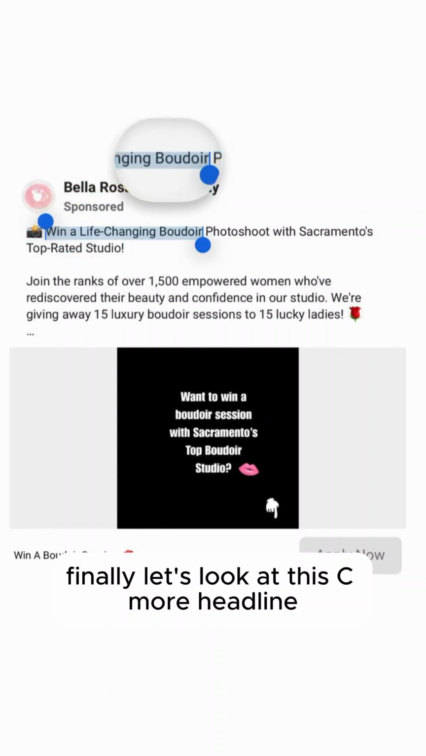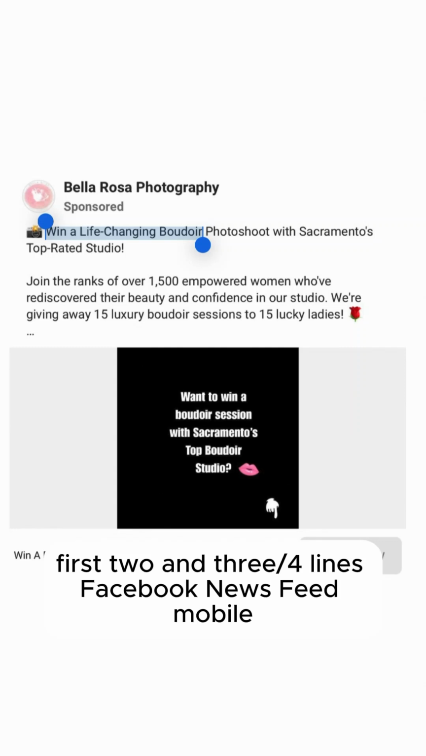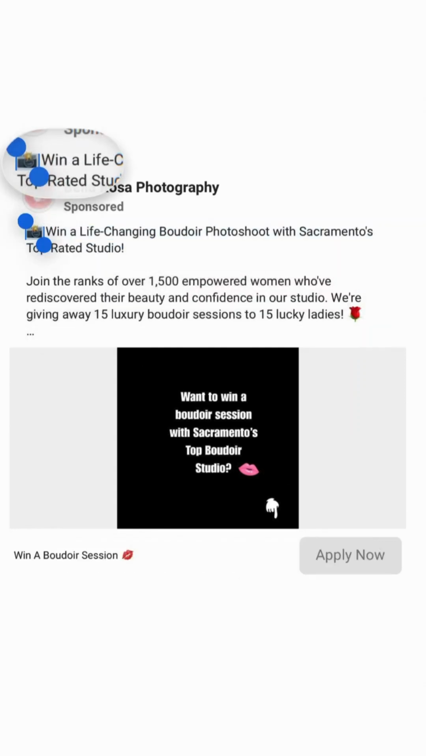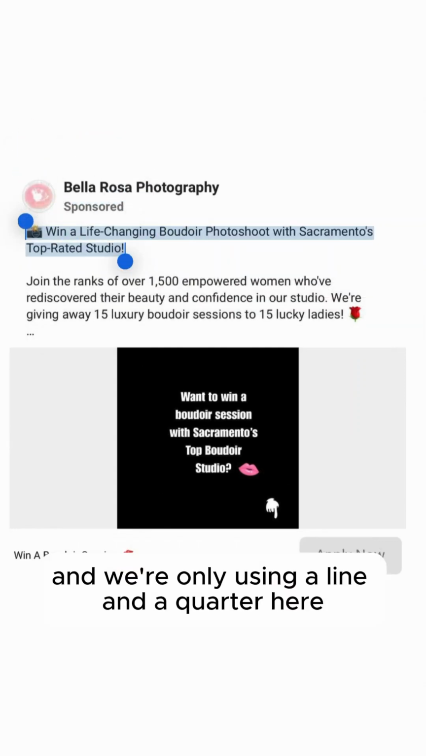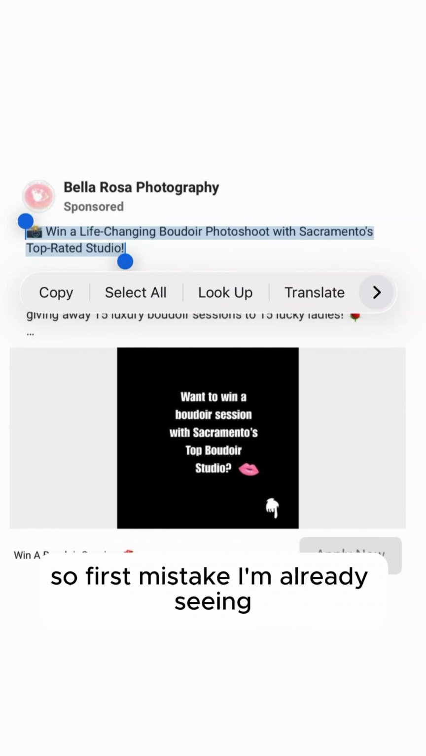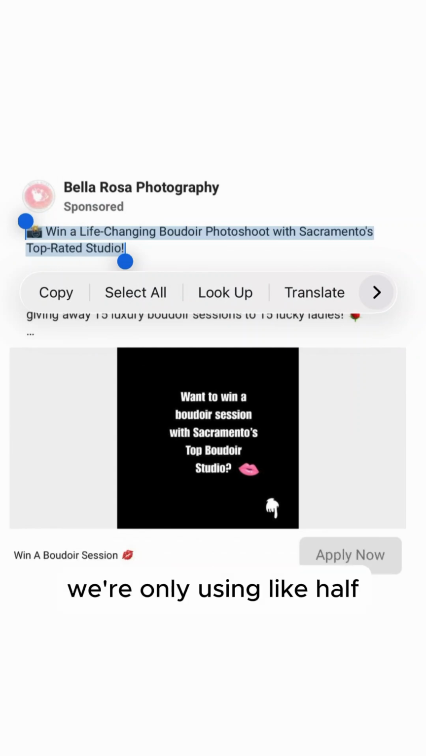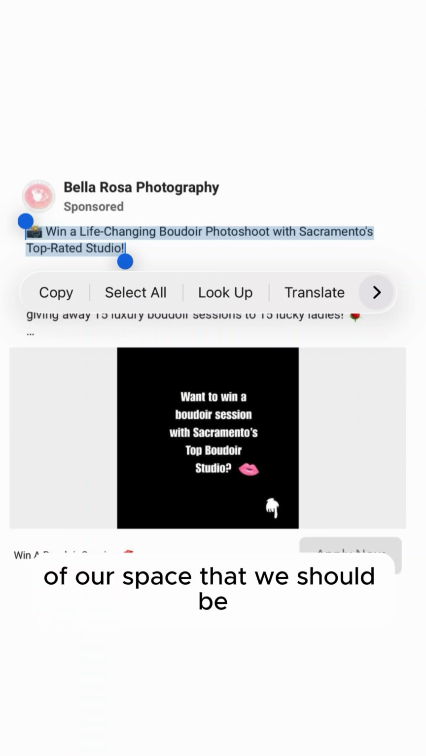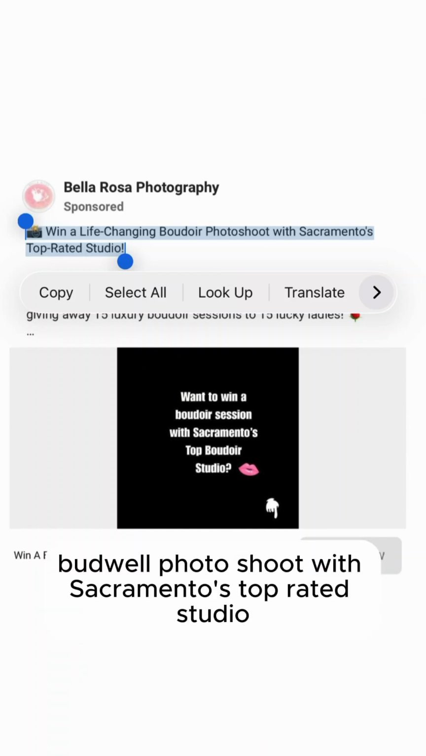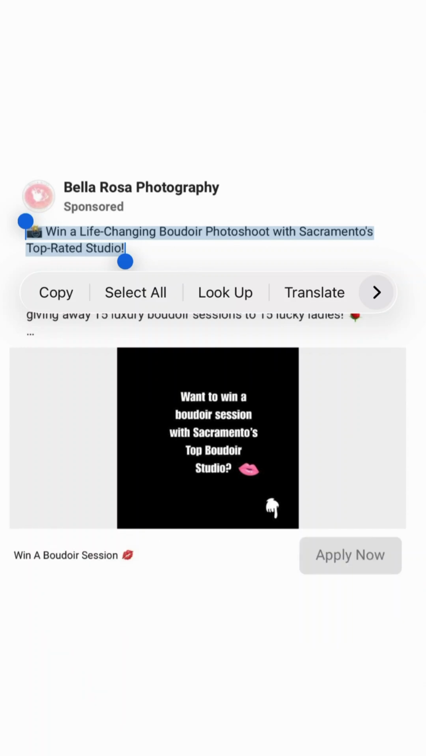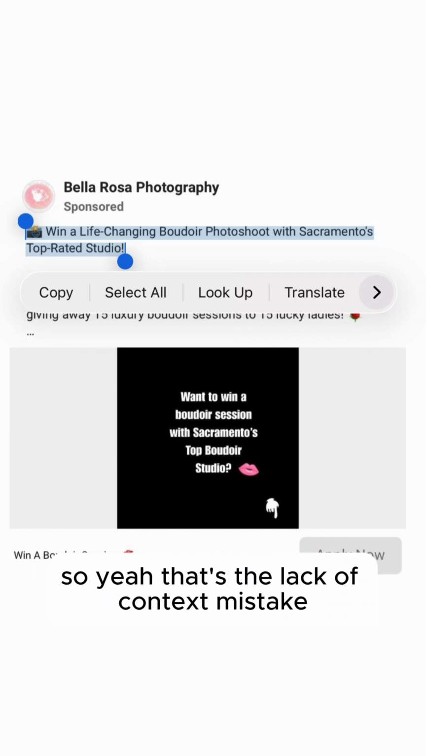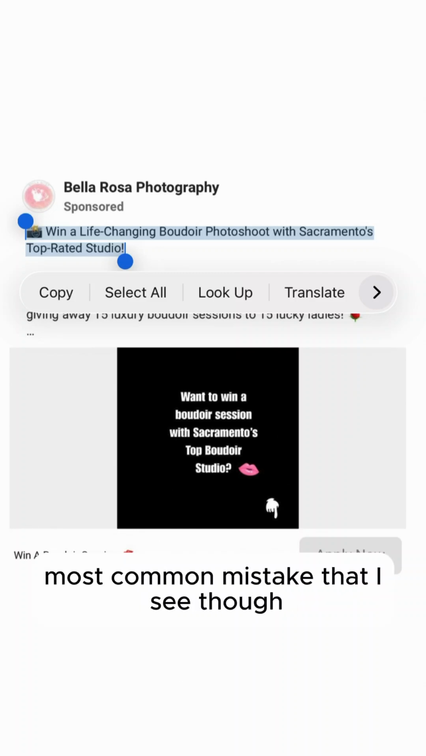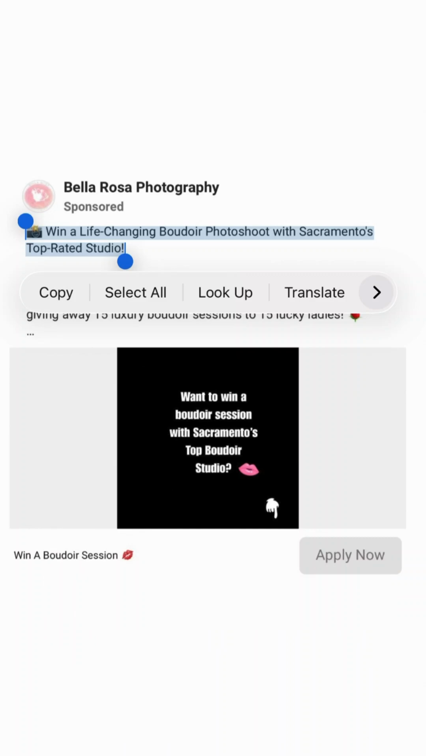Finally, let's look at this See More headline. First 2 3/4 lines, Facebook newsfeed mobile. And we're only using a line and a quarter here. So first mistake I'm already seeing, we're only using like half of our space that we should be. "A life-changing Boudoir photo shoot with Sacramento's top-rated studio." All right, so we only got one contextual element here. So yeah, that's the lack of context mistake. Most common mistake that I see though.